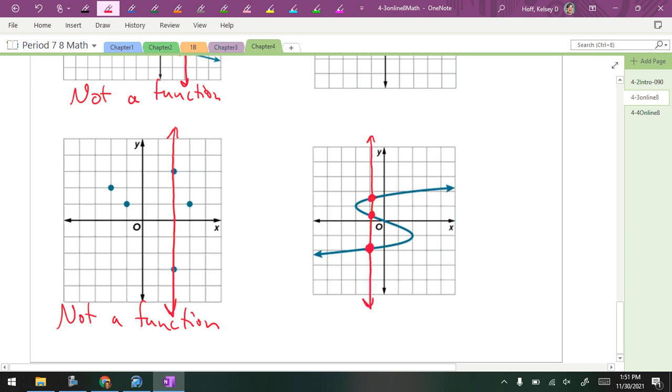Sometimes it works in people's brains and sometimes it doesn't, so I'm glad you're asking. Okay, if I trace this vertical grid line right here, it touches the blue curve here, here, and here, more than one time, right? Therefore, not a function.